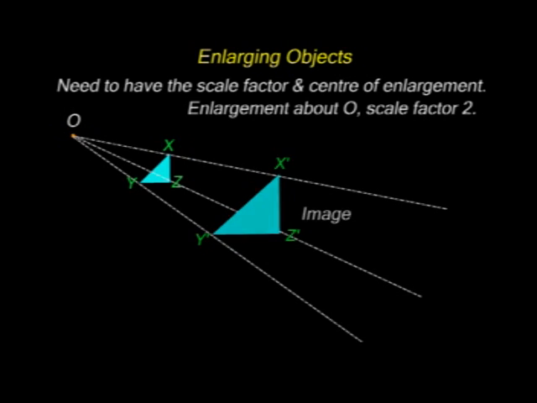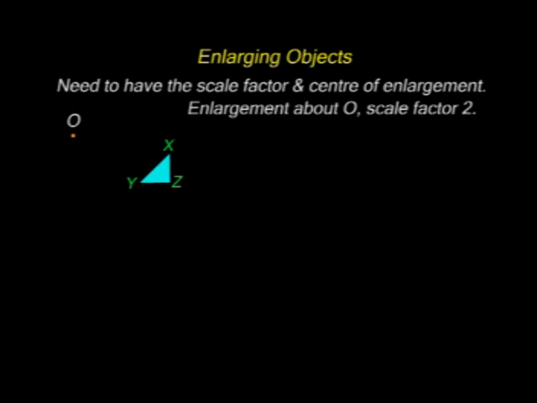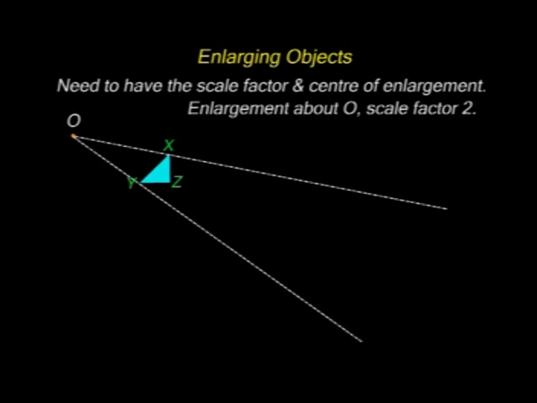Let's do that again. We have triangle XYZ. We want to enlarge it by a scale factor about the center of enlargement O. So the procedure is simple. We join O to X and produce the line. And then we repeat the same with Y and then Z. We have the lines OY and OZ.